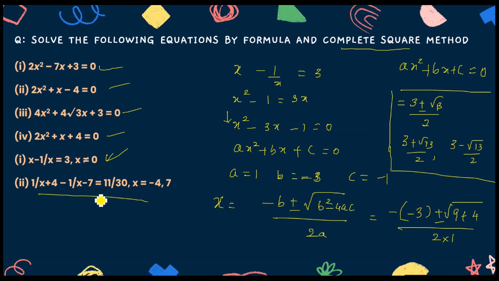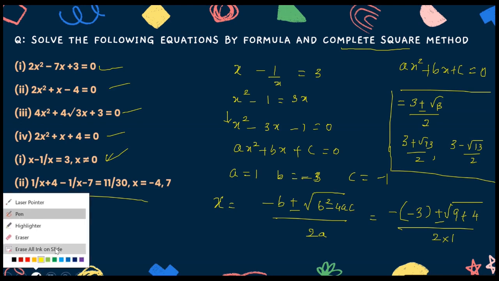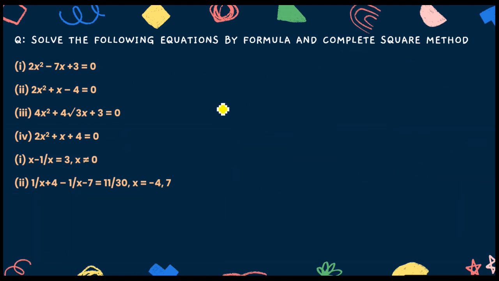Correct. Same way we can do this also. Yes, so let's take that also. What is this? 1 by x plus 4 minus 1 by x minus 7 equal to 11 by 30. Okay. So first cross multiply. I told you, right? Left, right, bottom, minus signs.